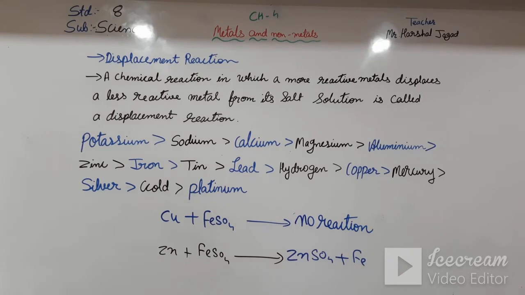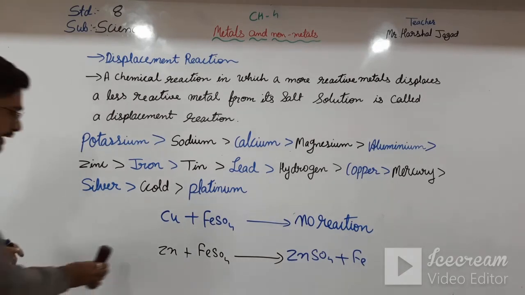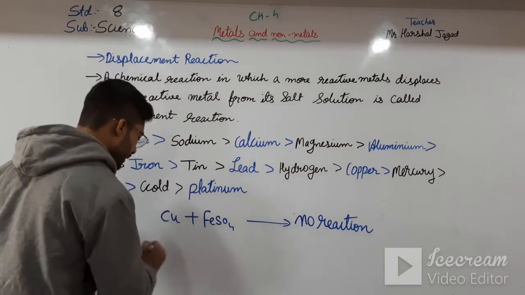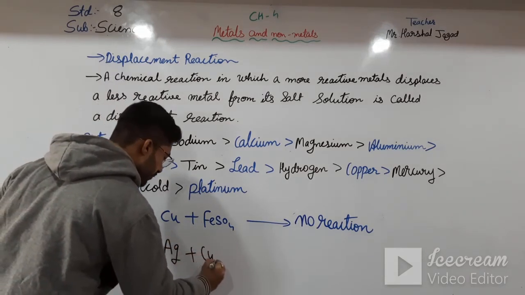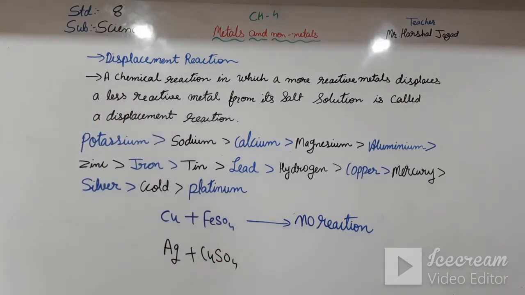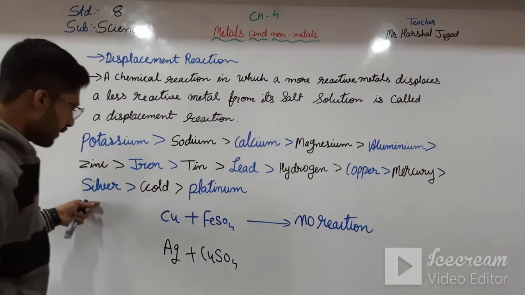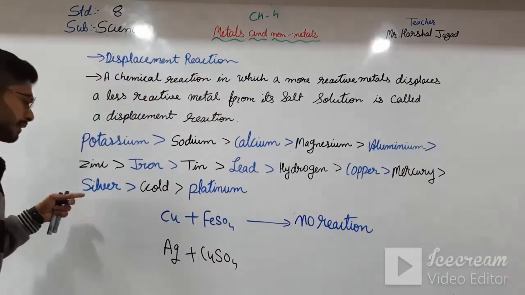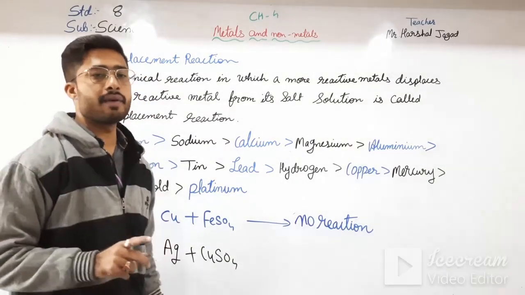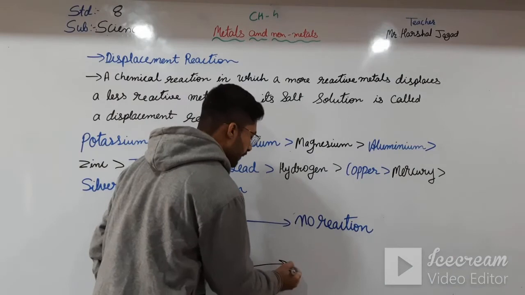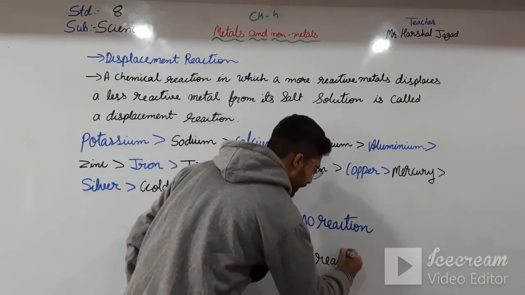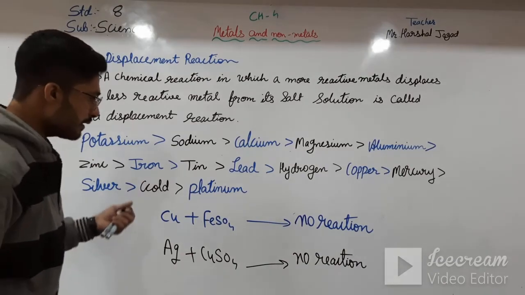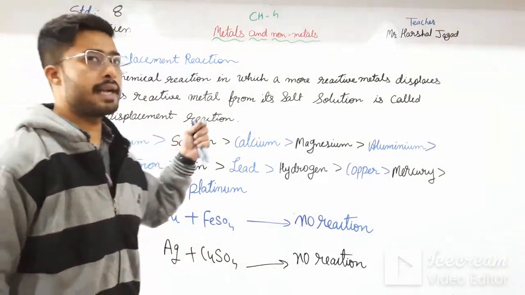And the another example, which is Ag plus CuSO4. Ag means silver over here and copper over here. So which one is more reactive? We can say copper is more reactive than silver. So copper will not be replaced by the silver. So here also there will be no reaction. So these are the displacement reactions.